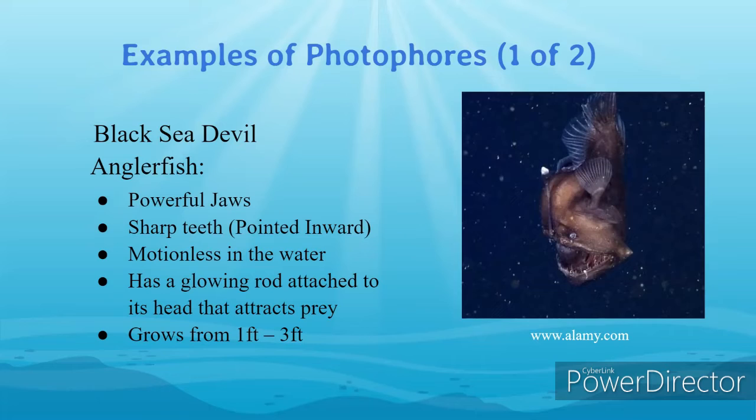And it's motionless in the water too, so it'll just hang around the water and wait for something. It's an ambush predator. It has a glowing rod attached to its head that attracts the prey. So when it's in the water, it's just waiting for something to get closer, and it lures it to its mouth, and then it swallows it whole and eats it.